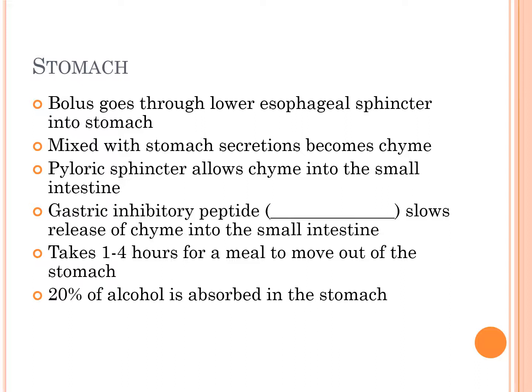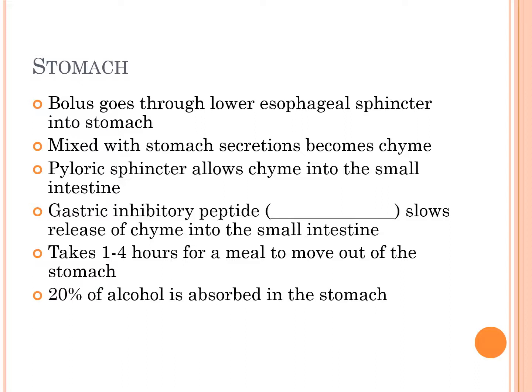So for example, if I have a very big meal in my stomach or a very, very high fat meal, and the stomach is saying, I need more time than usual, it will respond by making this hormone that will actually slow down the release of the chyme into the small intestine.